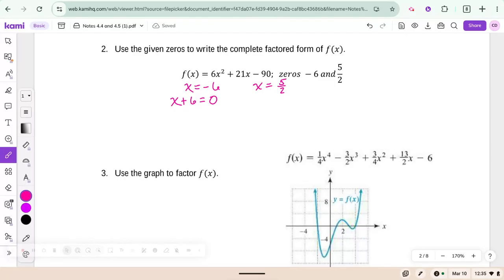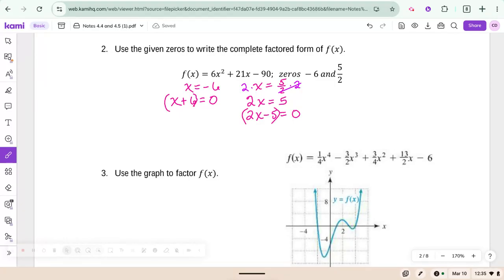Now, I really don't want fractions in my factors, and I can take care of that if I just multiply both sides by 2. Then what I have is 2x equals 5. And then I can subtract 5 from each side, and I have a lovely factor. One of my factors is x plus 6. The other factor is 2x minus 5. So knowing the zeros can be used as a shortcut for factoring, or at least a different way to factor.